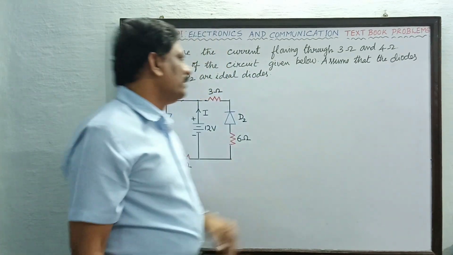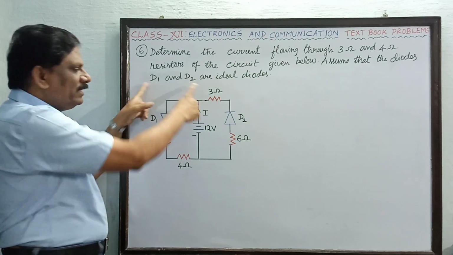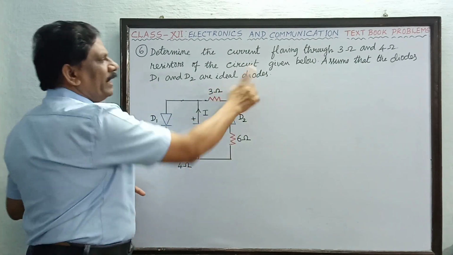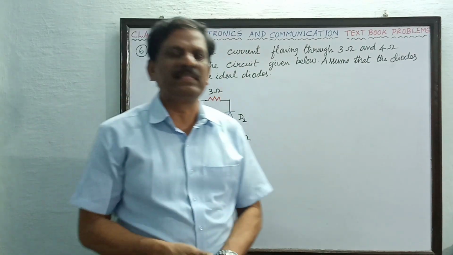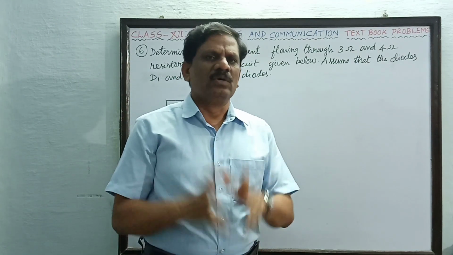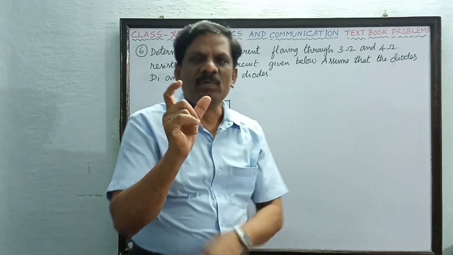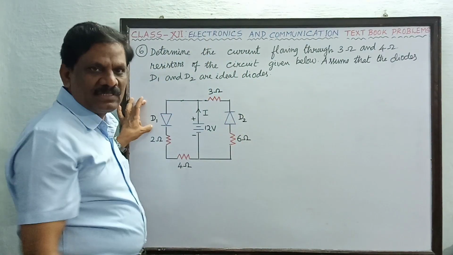Assume that the diodes D1 and D2 are ideal diodes. We have to assume that they are ideal diodes. So what is an ideal diode? We have discussed this many times. There is no potential drop across the diodes.